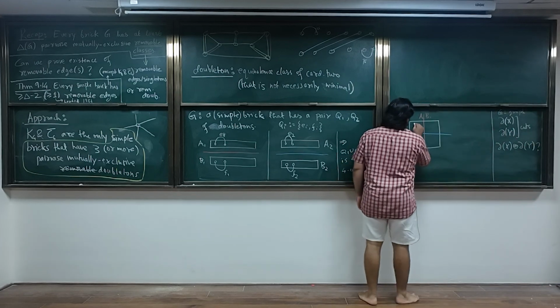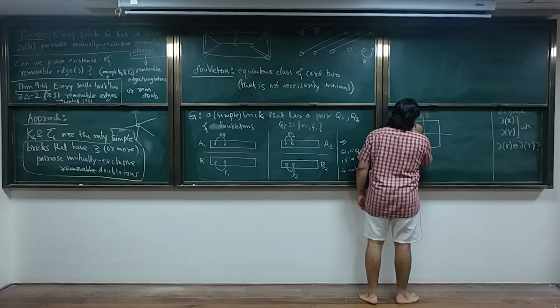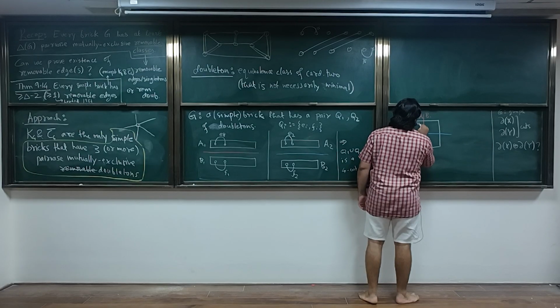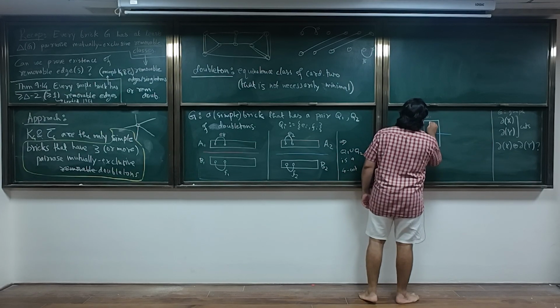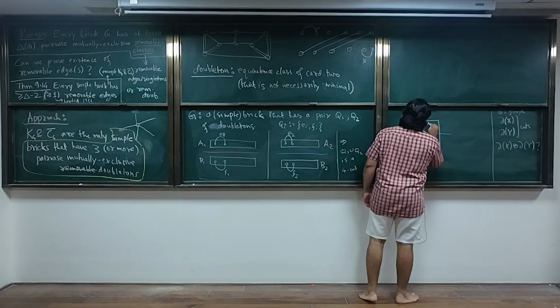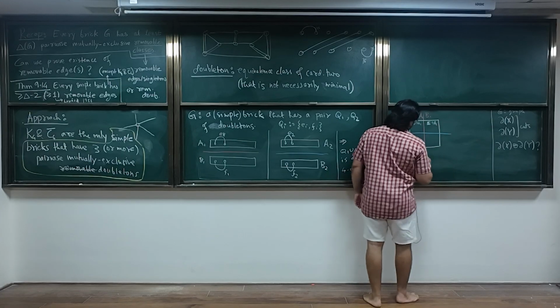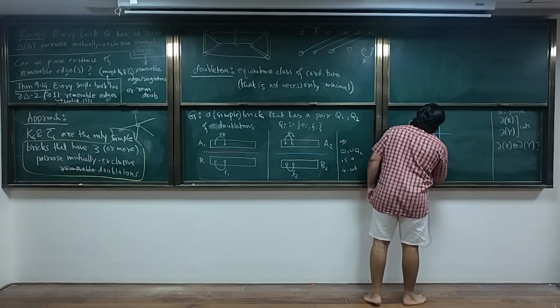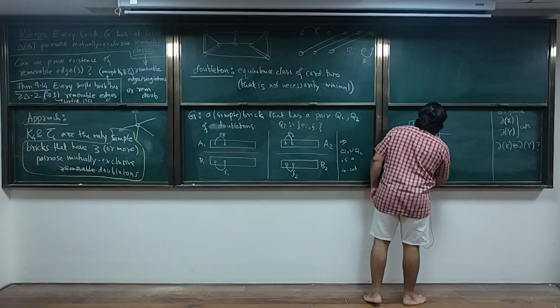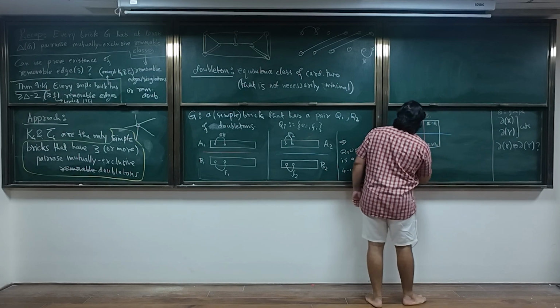I'll just label the 4 quadrants. This is A1 intersection A2. This is B1 intersection A2. This is B1 intersection B2. And this is the remaining one.